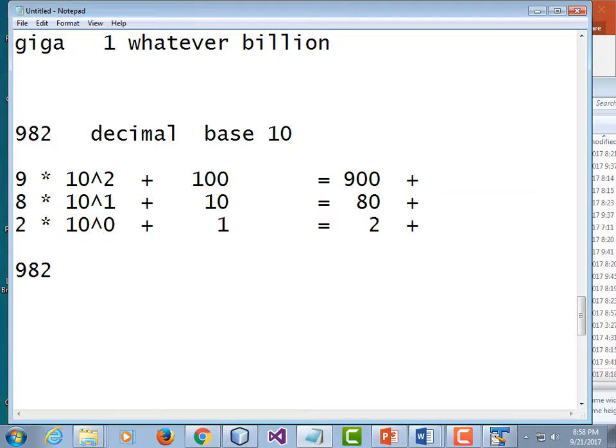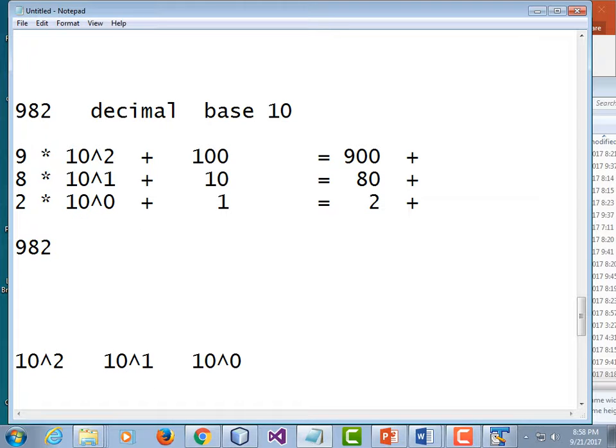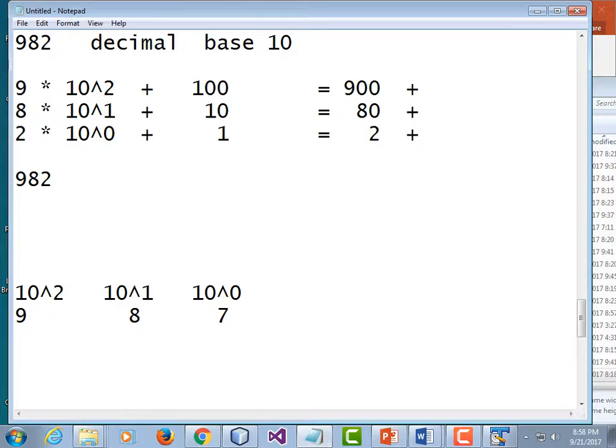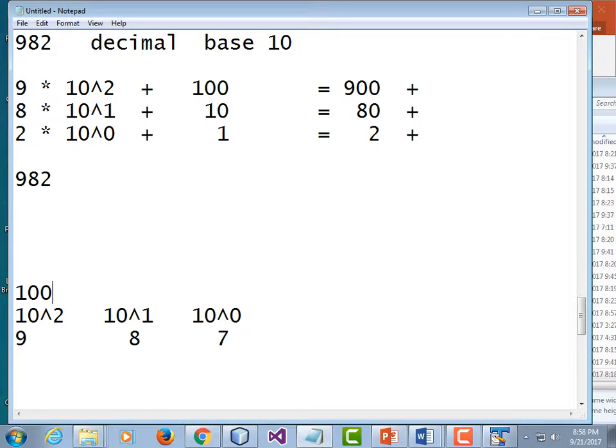So if we have 10 to the power of 2 in that place, and 10 to the power of 1 in that place, and 10 to the power of 0 in that place, and that's how 987 works. I'm putting spaces now to make it real clear. If you have binary numbers, you have 2 to the power of 2, 2 to the power of 1, and 2 to the power of 0. So we already said that 10 to the power of 2 makes that the hundreds column, and then 10 to the power of 1 is the tens column, and that's the ones column.